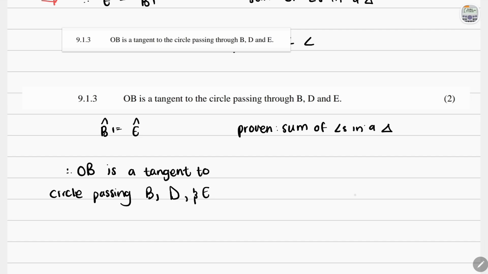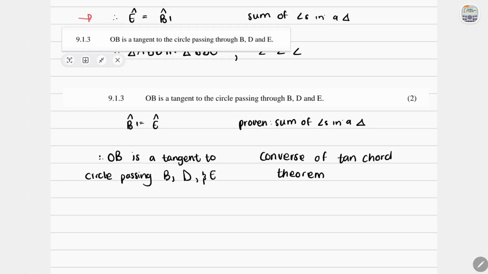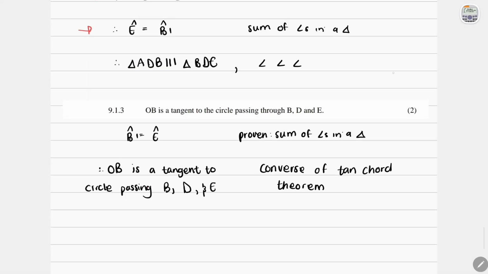You use the tan-chord theorem when they tell you this is already a tangent. But this time we were proving it's a tangent, so it's because of the converse of the tan-chord theorem. And that is our answer. And that is it for question 9.1.3. And moving on to the next question.